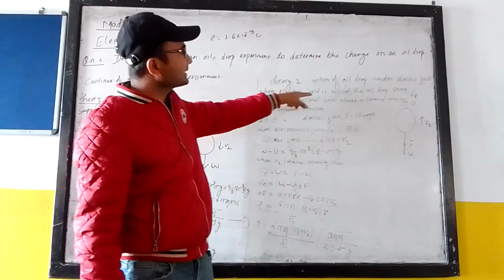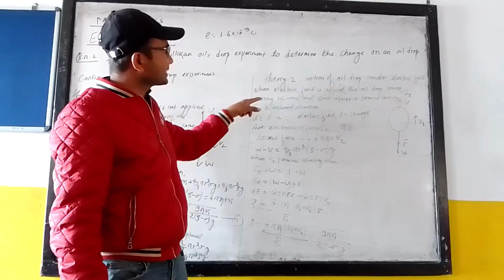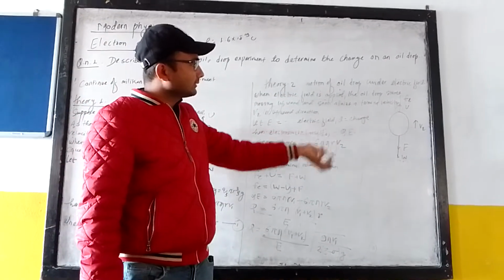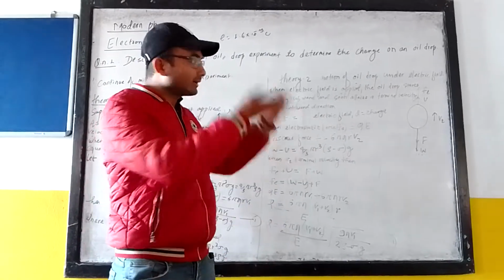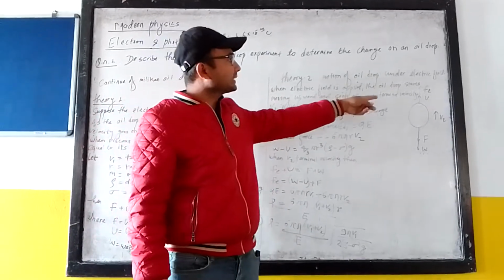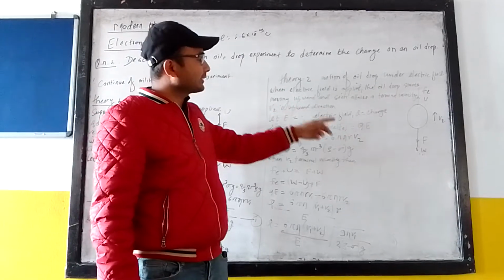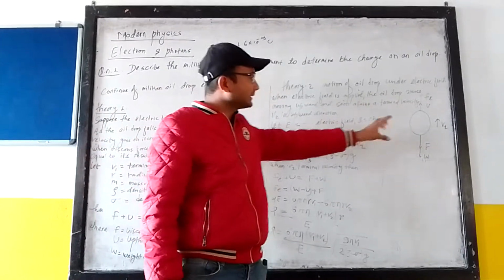अब यहाँ चाहिँ when electric field is applied, the wall drop starts moving upward. You know, at the time when you apply electric field, the wall drop starts moving upward, माथि जान थाल्छ, and soon attains terminal velocity v2 in upward direction. Upward direction मा v2 velocity attain गर्छ.